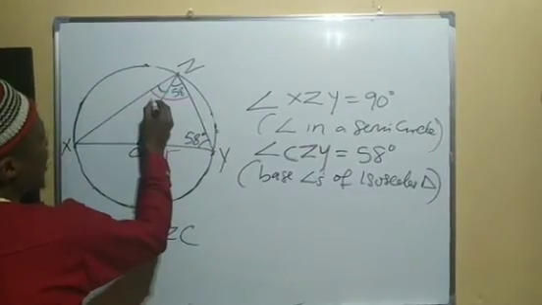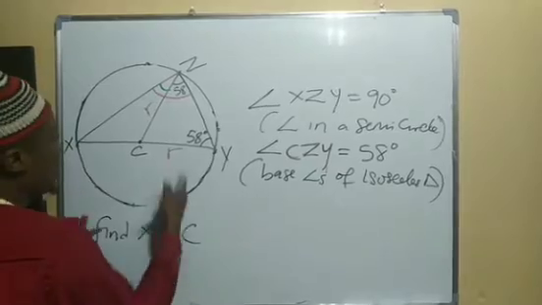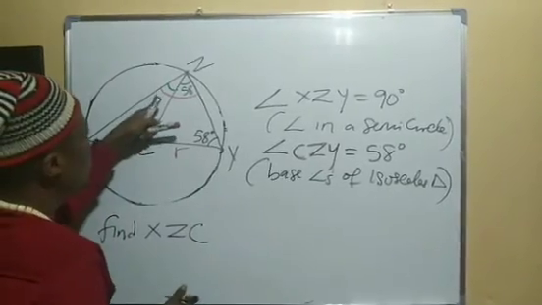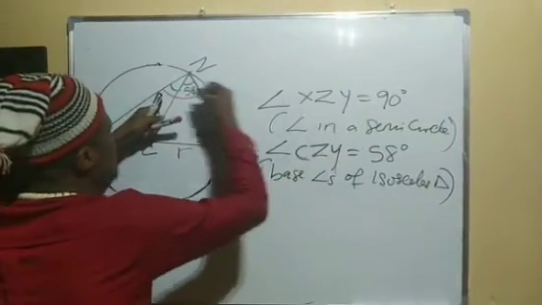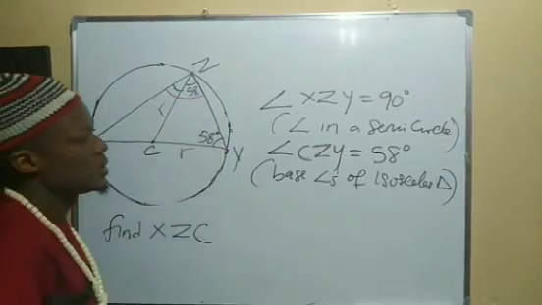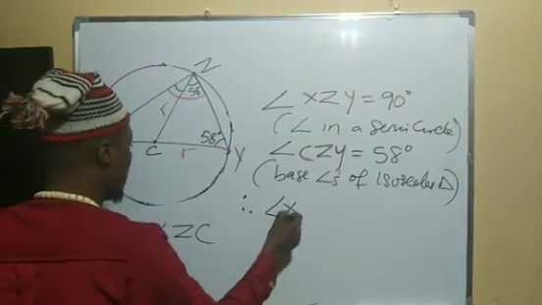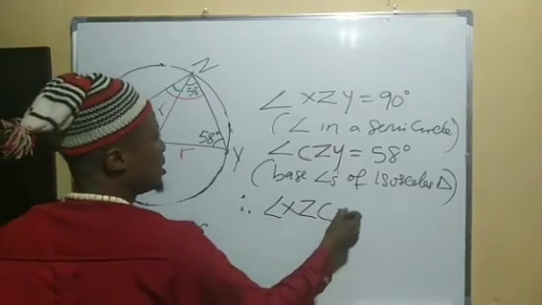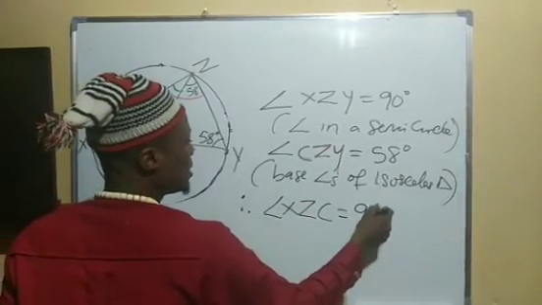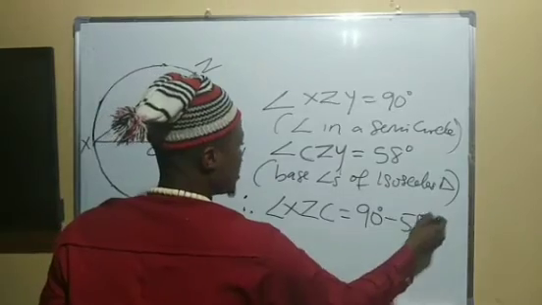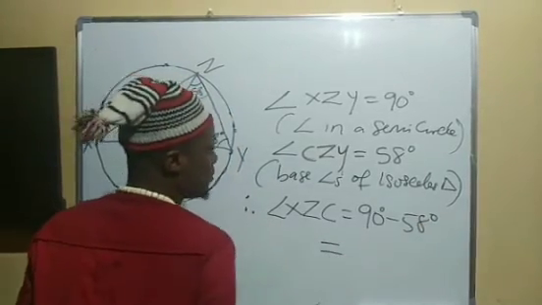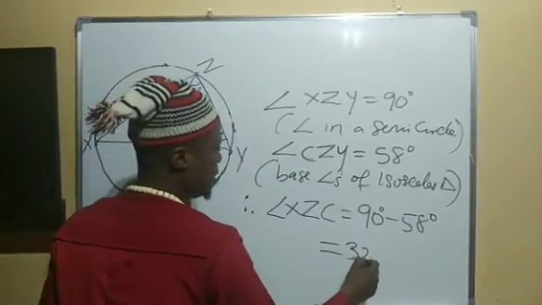But we need this smaller angle here, like they said, XZC, and this smaller angle will be got by removing 58 degrees, the smaller angle, from 90 degrees, which is the bigger angle. So therefore, angle XZC is equivalent to 90 degrees minus 58 degrees. It will give us 32 degrees.